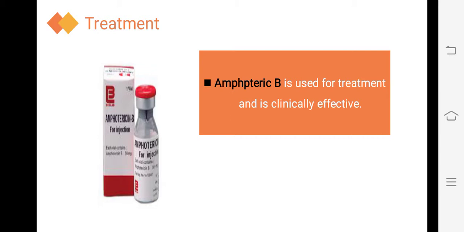How can Naegleria fowleri be treated? Amphotericin B is used for treatment and is clinically effective. Many scholars and scientists have done many laboratory experiments, and they found that amphotericin B is used for treatment and is clinically effective. That's why it can be treated with amphotericin B.